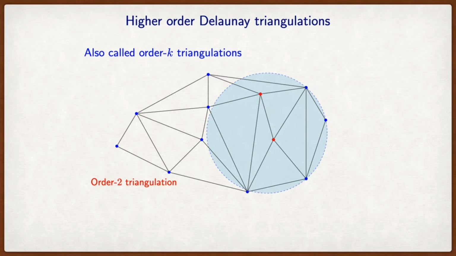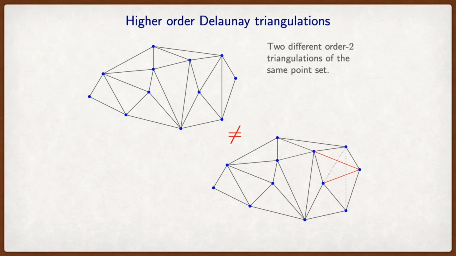However, in comparison with the Delaunay triangulation, the same point set can have many different order K triangulations. For instance, these two triangulations are two different order 2 triangulations of the same point set. They differ exactly by the two red edges.